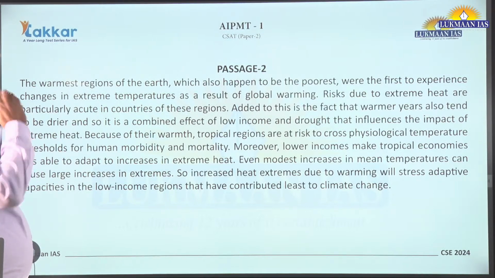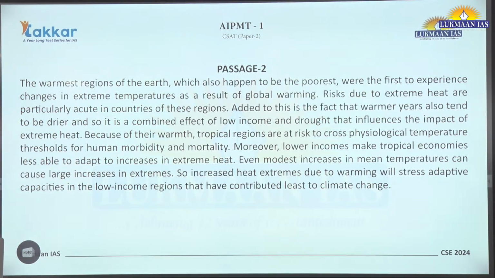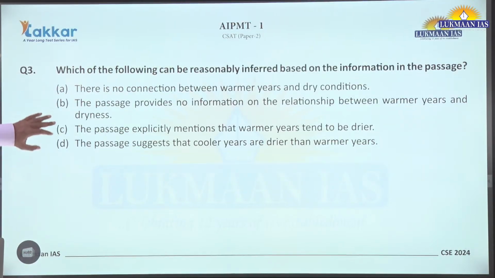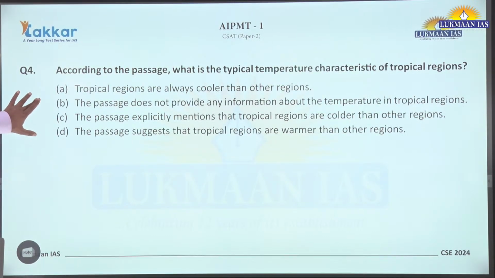The warmest regions of the earth, which also happen to be the poorest, were the first to experience changes in extreme temperature as a result of global warming. Risks due to extreme heat are particularly acute in the countries of these regions. Added to this is the fact that warmer years also tend to be drier. Just read the paragraph. Have you attempted this question? Yes, sir. Read the question and answers first, and then you realize what we are supposed to do. Just read the question and answers, and after that read the paragraph.